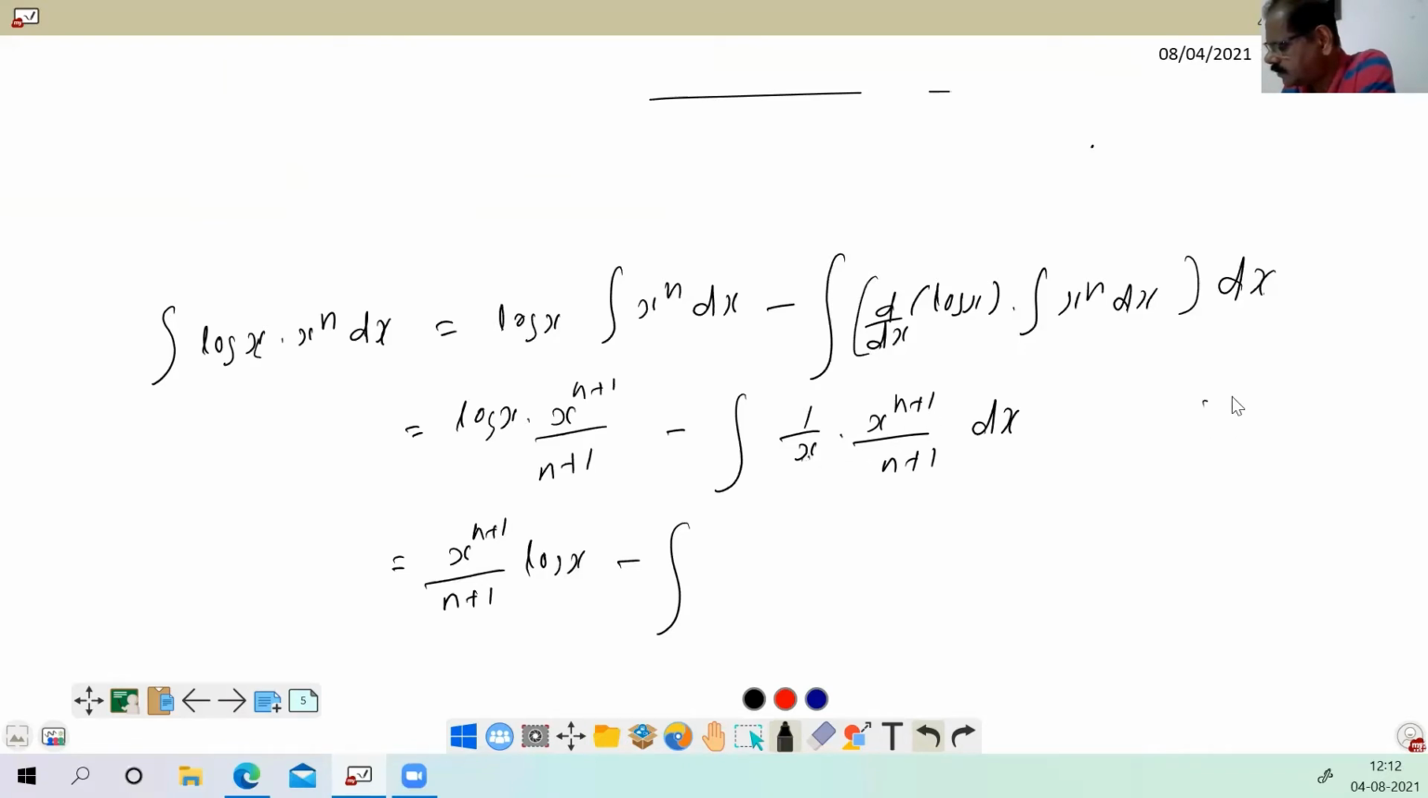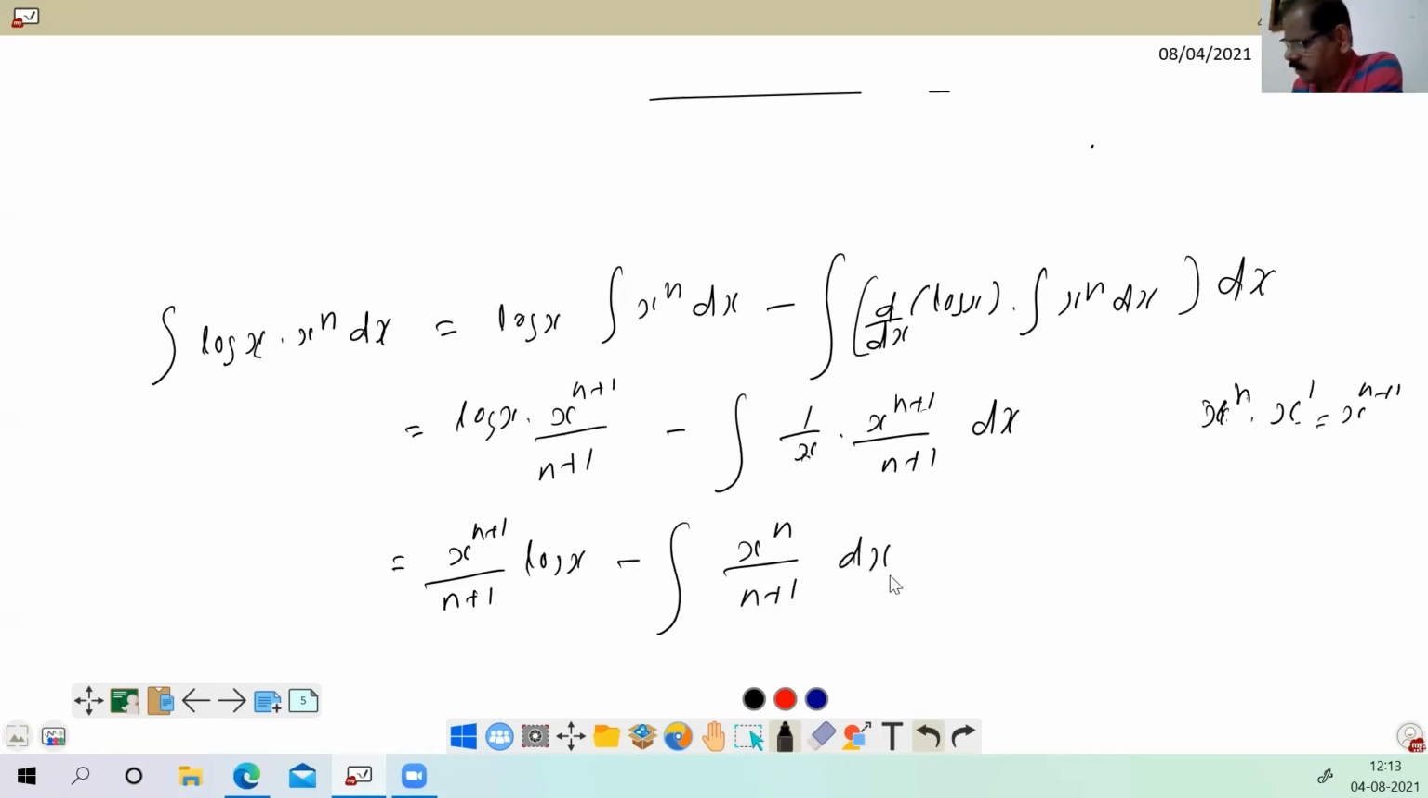So x raised to n plus 1 is x raised to n into x. Here base is x, here base is x, index is n, index is 1. As per the product rule of indices, this is x raised to n plus 1. So x raised to n plus 1 is x raised to n into x. So one x cancels. So this is x raised to n by n plus 1 dx.